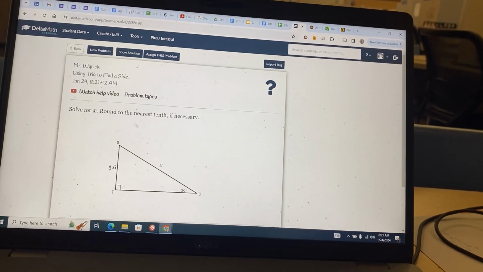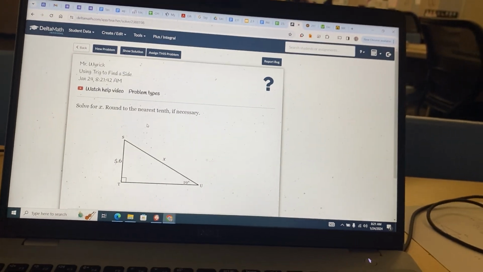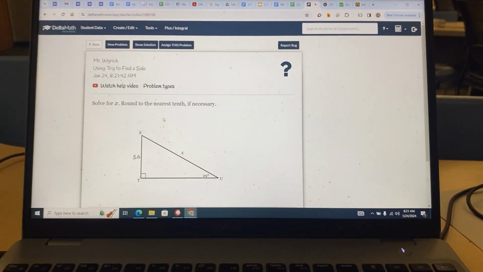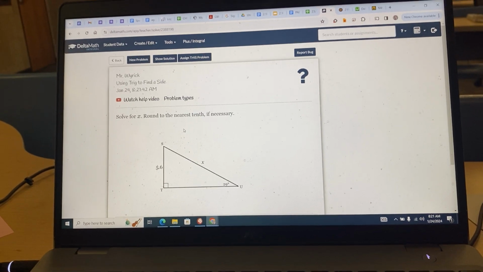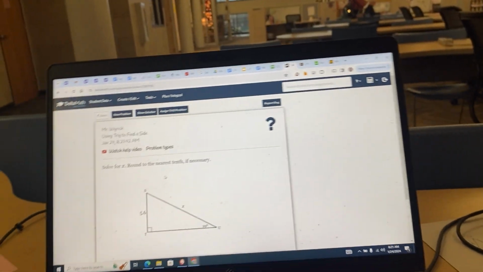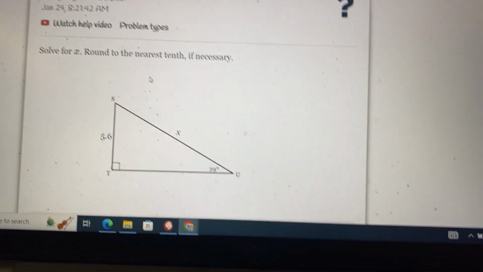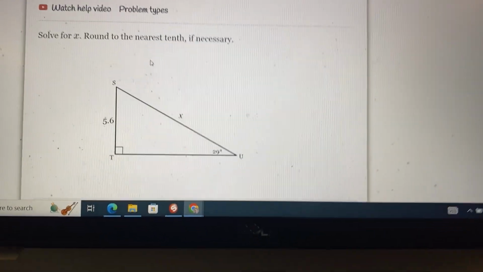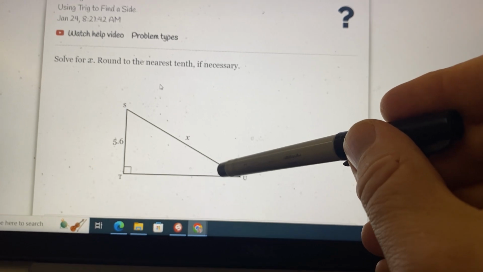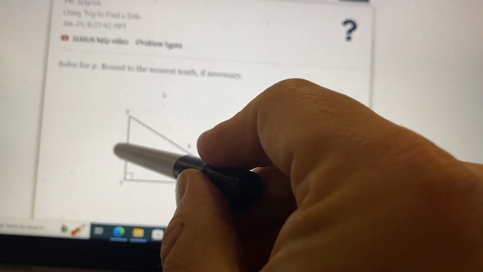Using trig to find a side is where we're going to use our sine, cosine, or tangent is equal to whatever over whatever. In this case, and I'm going to write this one down for you so you can see what it looks like, it says solve for X. I have my angle. I have the side opposite my angle, and I'm looking for my hypotenuse.